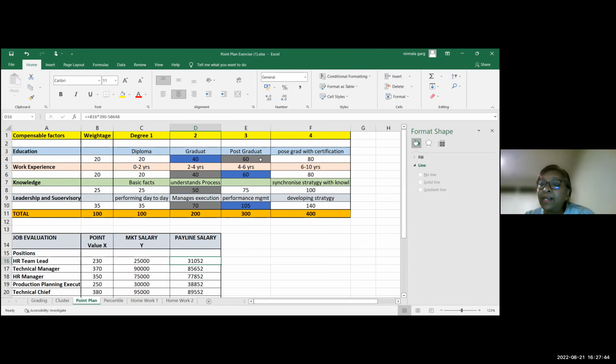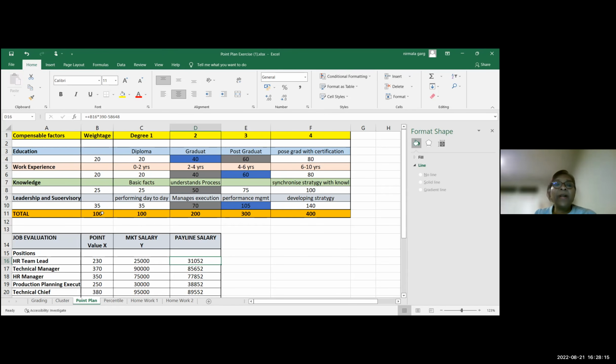When I say weightage, what does it mean? Even if you have 10 compensable factors, weightage will total 100. Even if you have 5 compensable factors, the same. So weightage means how much weight or priority you want to give. So they should equal 100. Correct? Very clear. Just give me a thumbs up, guys. Yes. So if you notice, these are the 4 compensable factors, 1, 2, 3, 4. These are the 4 degrees, and then the weightage I have given is 20, 20, 25, 35.